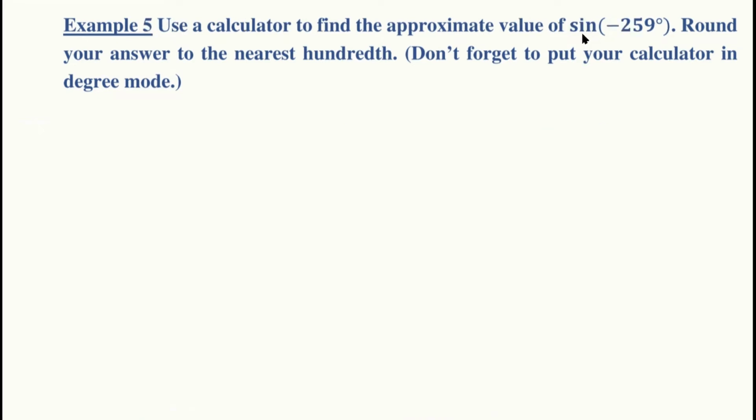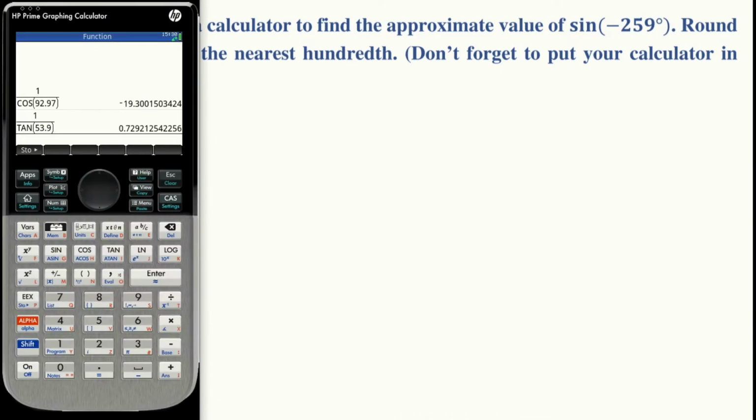All right, so this one is just the sine of a negative number. Makes no difference, we handle it the same way. So we just type in sine of negative 259. So we get 0.98, right? Let's take a quick look, see if it makes sense, to the nearest hundredths, of course, right? Approximately 0.98.